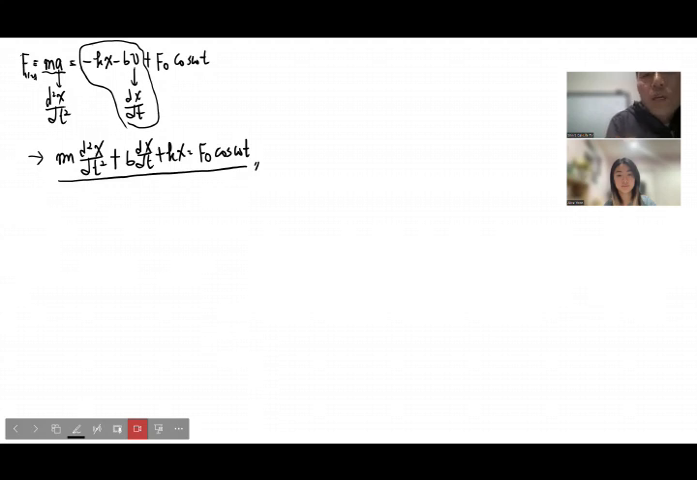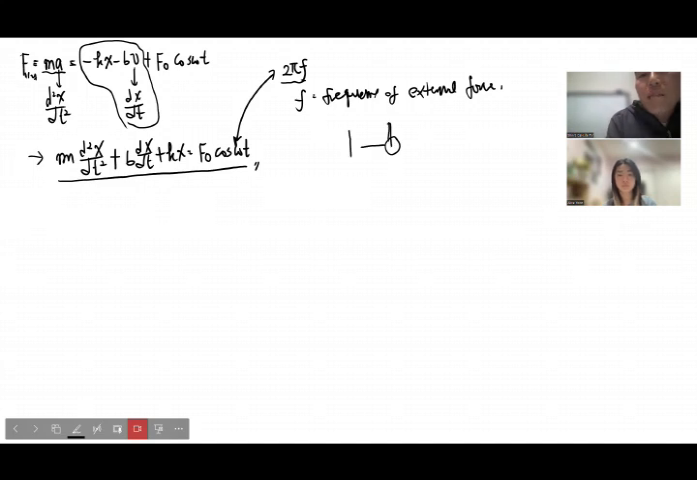So this omega is 2 pi f, and f is the frequency of the external force. For example, if you set up the motor with the mass m, f is the frequency of the rotational motion of the motor. So now this is a second order differential equation.